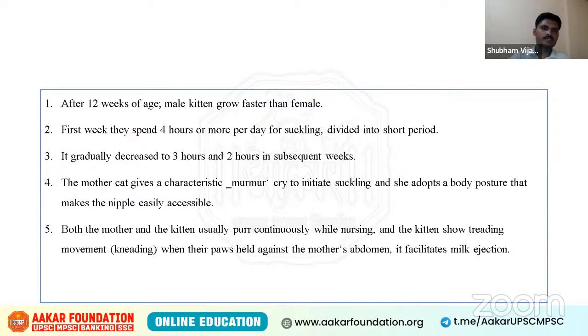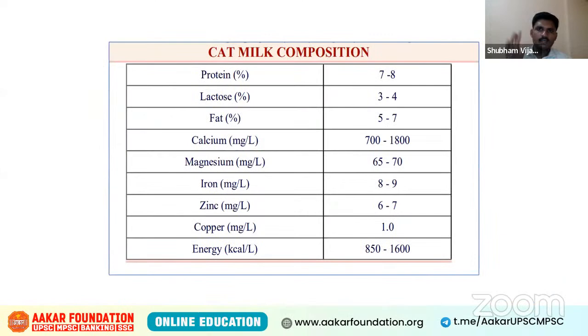Now, what different things are there in cat's milk? Protein is 7 to 8%, lactose is 3 to 4%, fat is 5 to 7%, calcium is 700 to 1800 mg per liter, magnesium is 65 to 70, iron is 8 to 9, zinc is 6 to 7, copper is 1, and energy about 850 to 1600 kilocalories per liter.